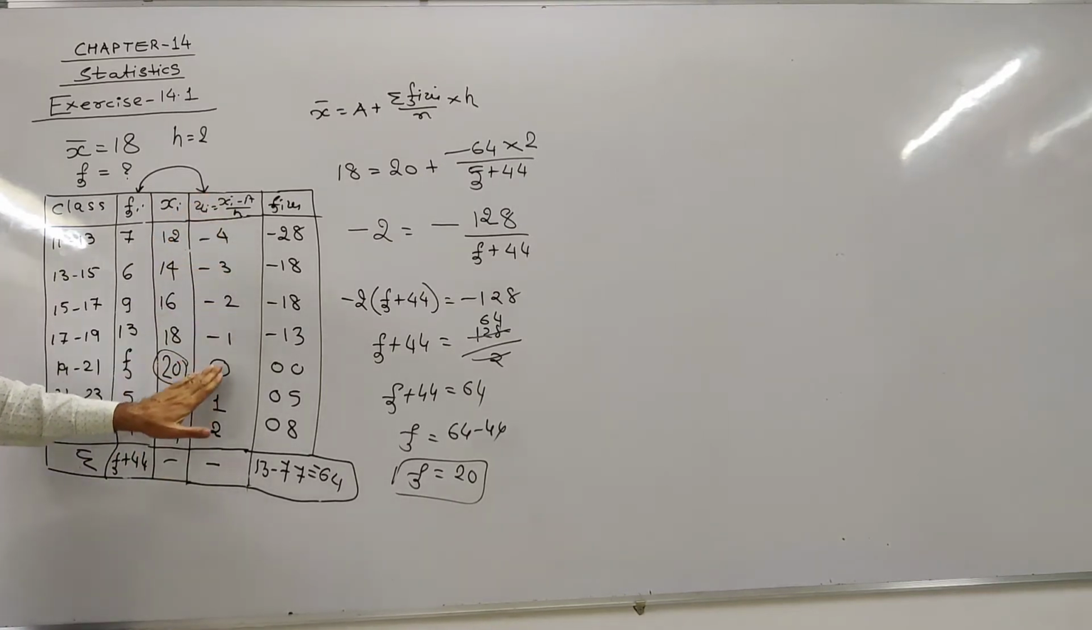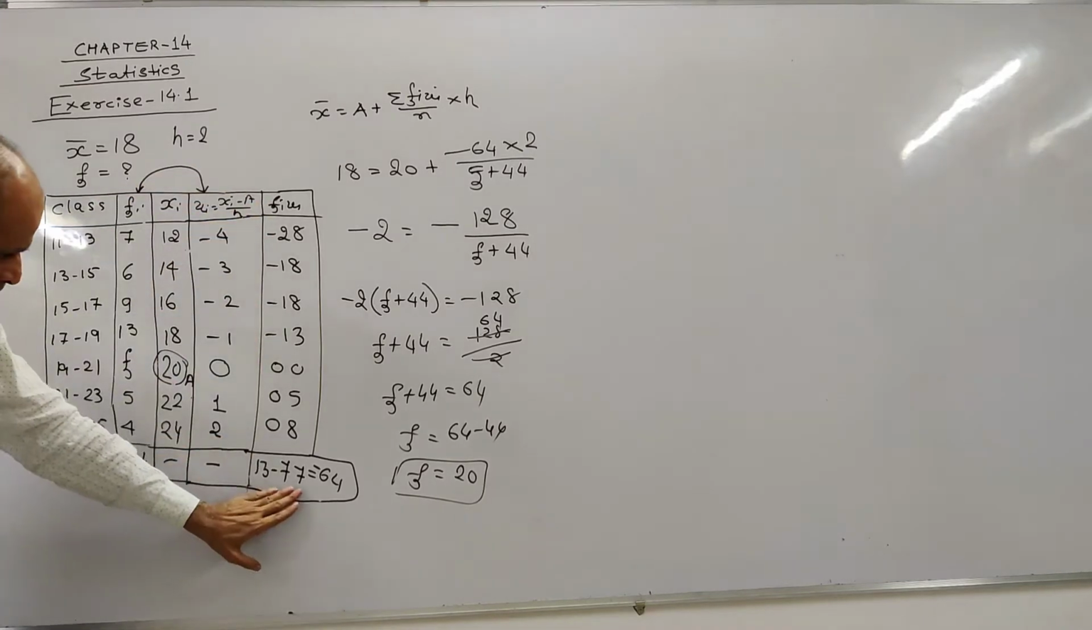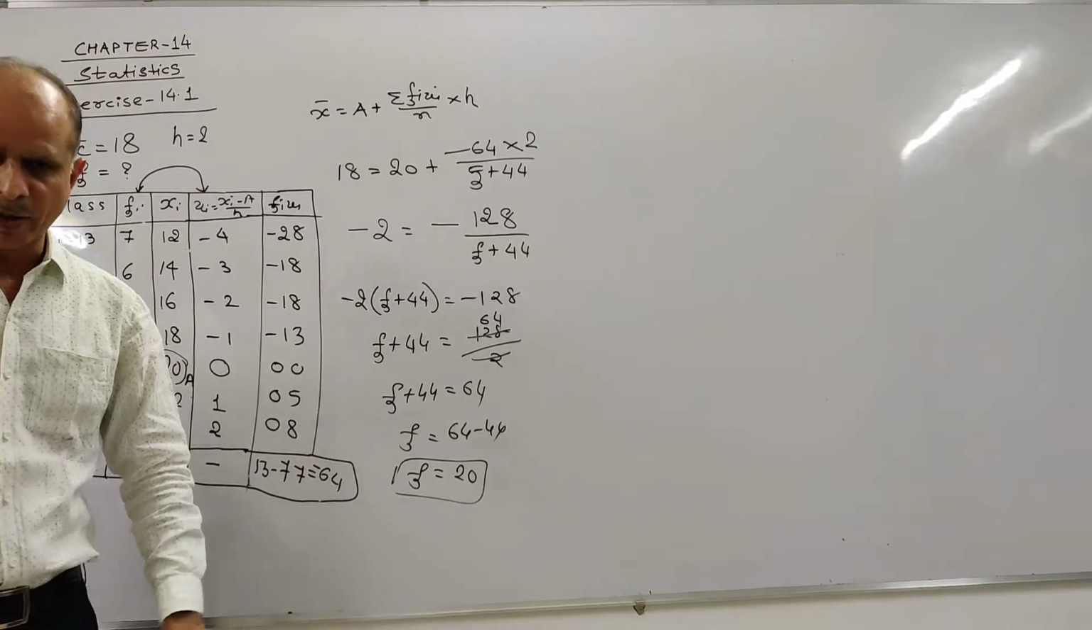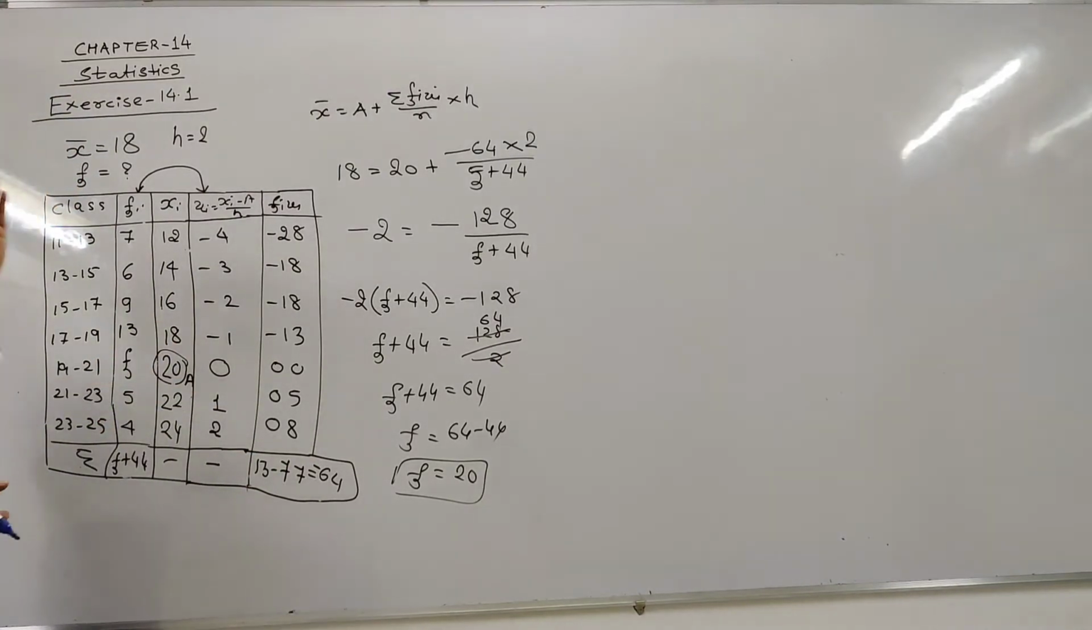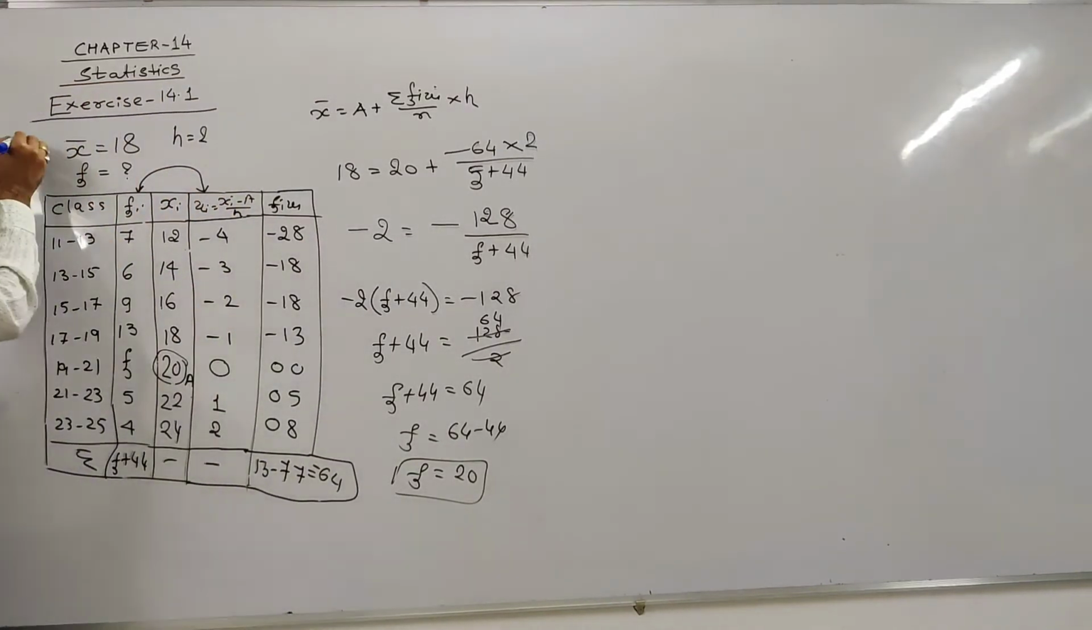Then you have to find out Ui. Now here you have to assume A, which is against F. So if you assume 20 as A, against 20 you get 0 as Ui. Then here minus 1, minus 2, minus 3, minus 4, 1, 2. Then find out FiUi, find out the total of FiUi, write down the formula, put this value, and you can easily find out the value of F, that is your missing frequency. So that was your third example.